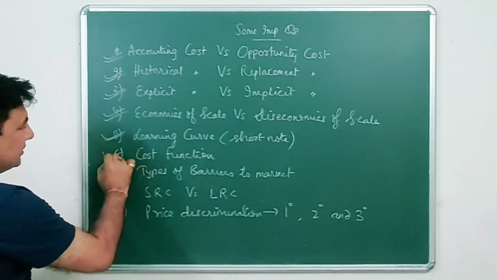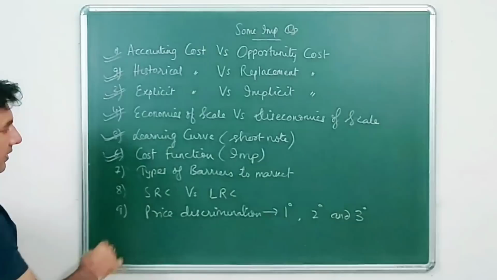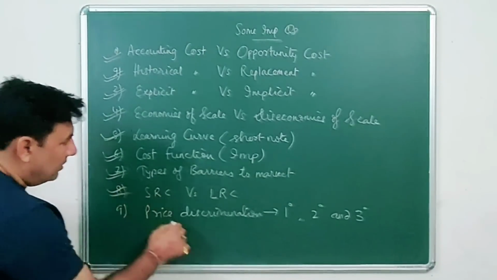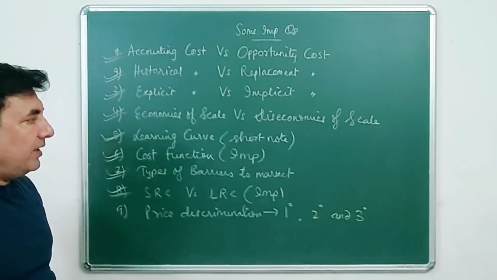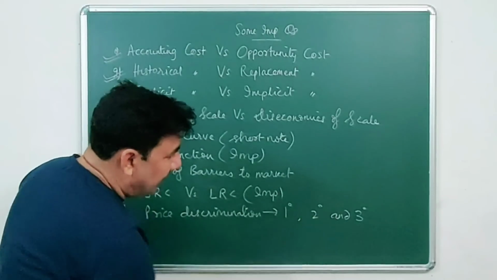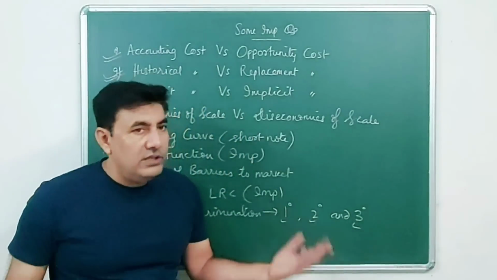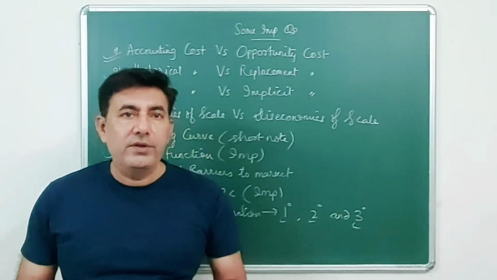And cost function, a very important one. Do revise this properly. The different types of barriers to the market, and again this one is also a very important one. Short run and long run production cost curves and price discrimination. The different types of price discrimination, like first degree, second degree, third degree. So these were a few important questions which you should prepare before going to the exams.